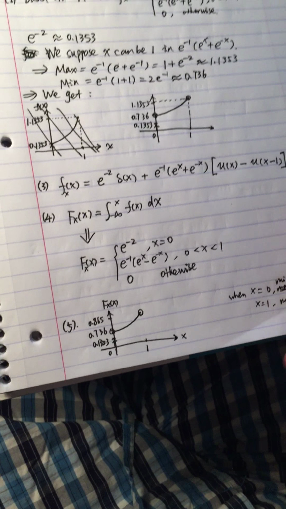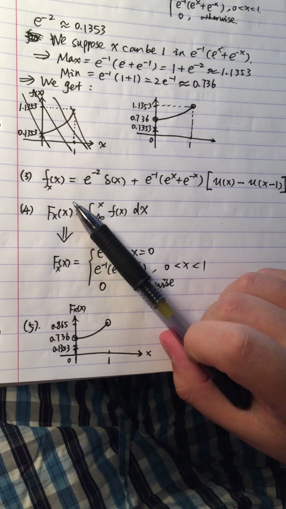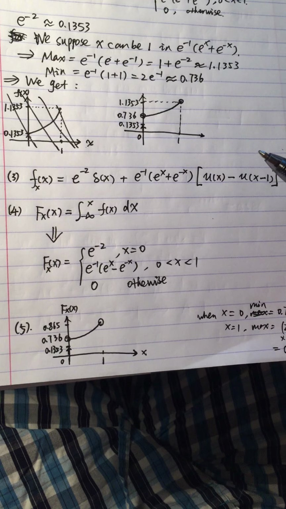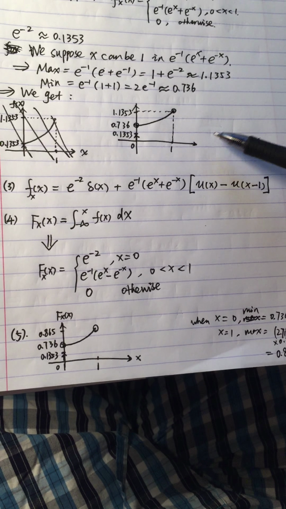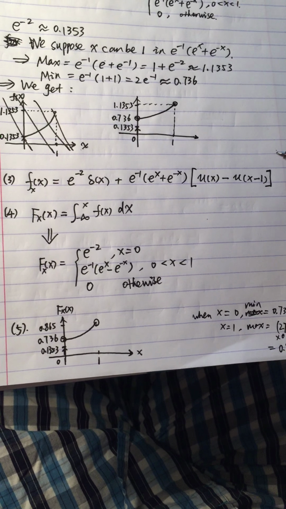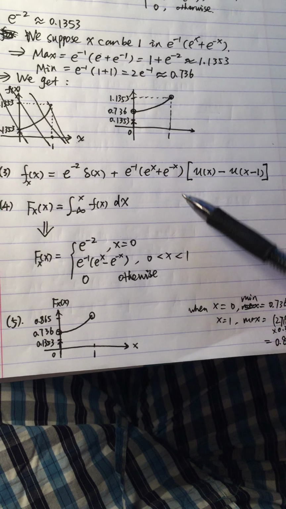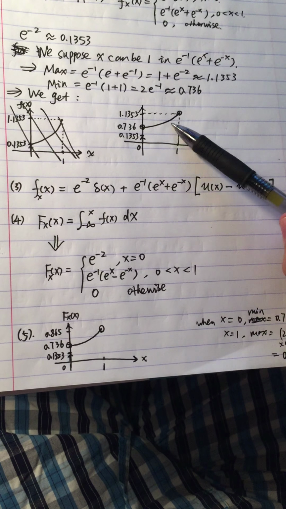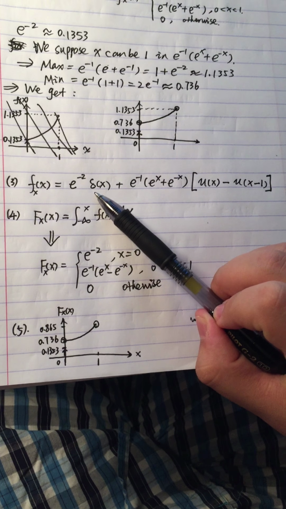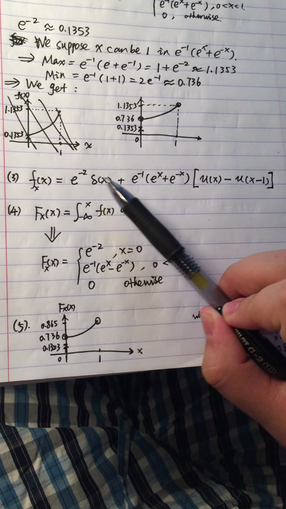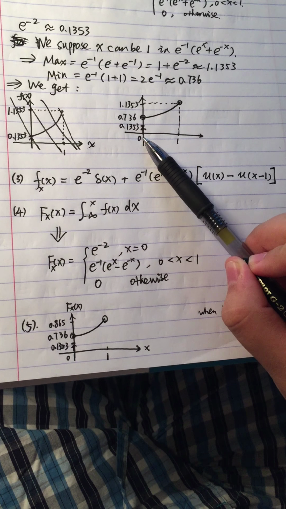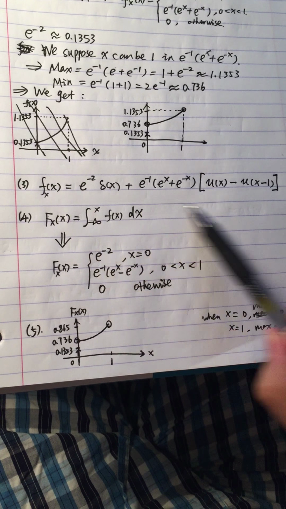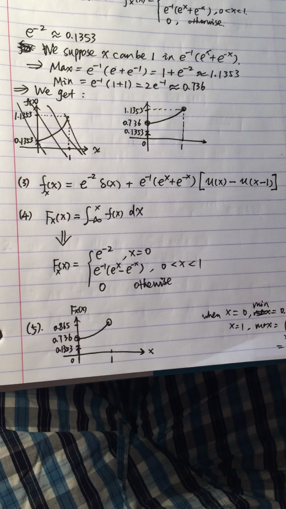And for the third question, based on the unit step function, we can use ux and ux minus 1 to represent the 0 to 1 equation, and the impulse function at x equal to 0, so that we can get the fx is this function.